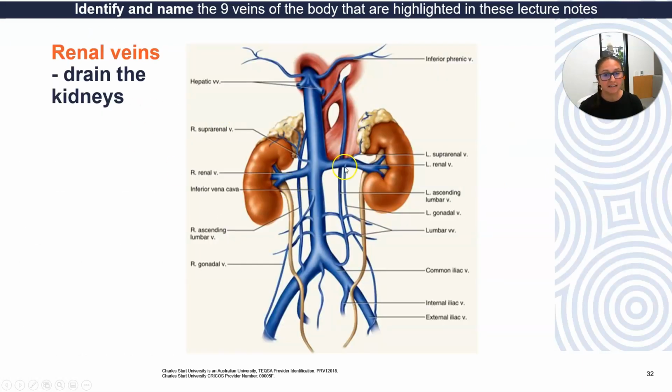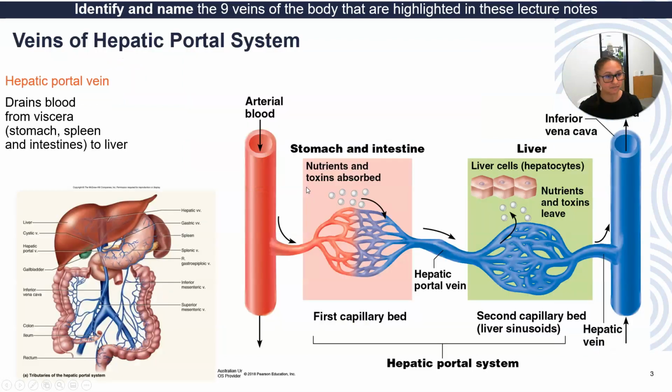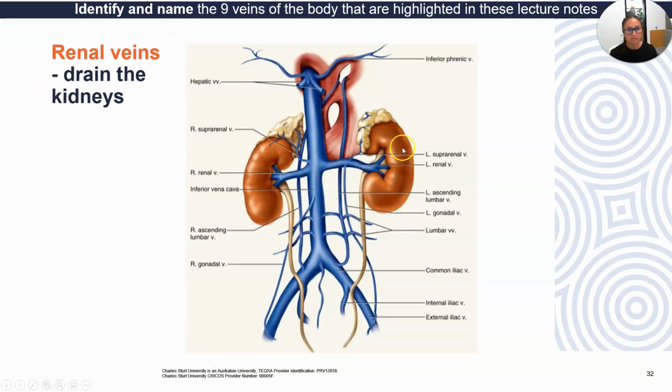Right, we have a vein that drains the blood from the kidneys, and they are called renal veins. So here is your kidney, renal vein. So we've got two of those.